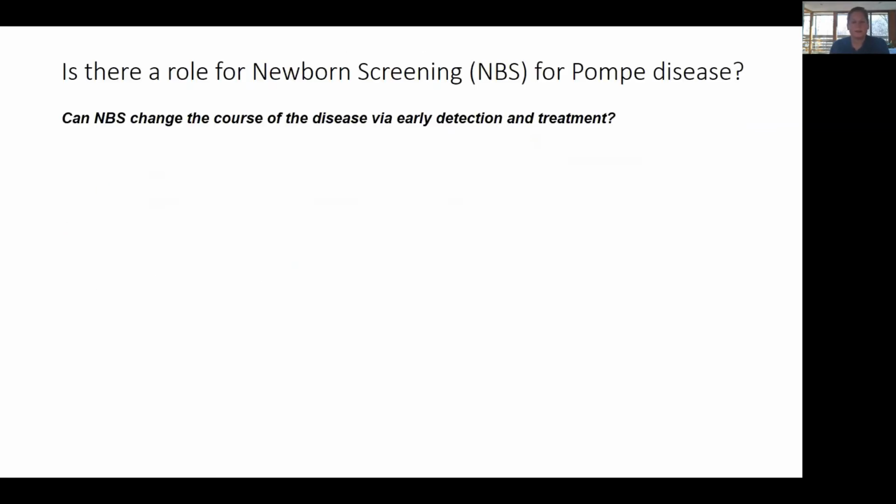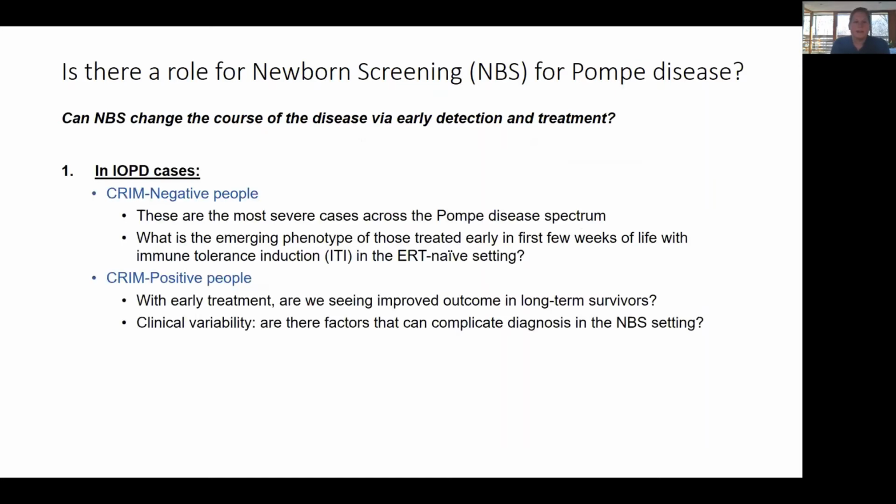So I'll touch a little bit on newborn screening, because this is really important for a lot of the families who are newer to Pompe disease. One of the questions is, can newborn screening change the course of the disease with early detection and treatment? This is especially true for infantile cases, and I think it's universally appreciated for infantile Pompe cases. In children who are CRIM negative, these are the most severe cases, and these children can be treated as soon as they're diagnosed with Pompe by using immune tolerance induction along with ERT. And in CRIM positive, we also see an important outcome with early treatment.